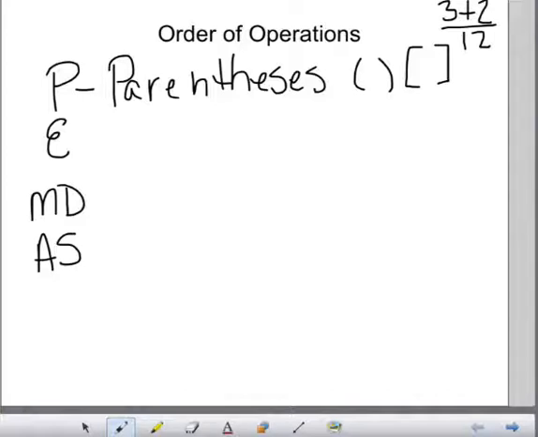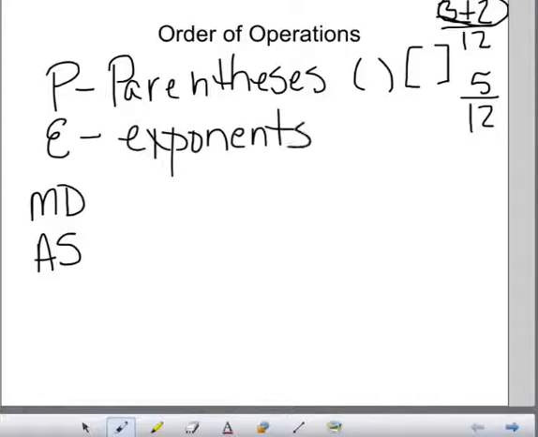What I'm saying is I would have to do this 3 plus 2 first, and then I'd have 5 over 12, and I would have to do that division. Okay? So what I want you to see is we're going to treat the fraction bar like a parenthesis. We'll do some, and I think you'll understand better what I'm trying to say. Our E stands for exponents. Exponents. I hope I spelled that right.